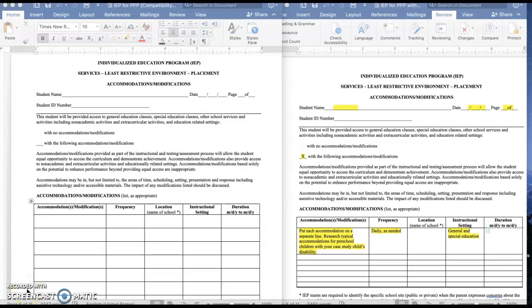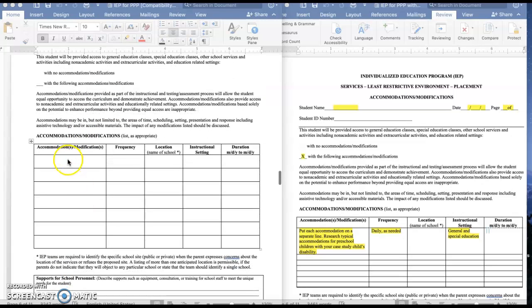Okay, let's continue with the IEP and how to complete it for the Professional Practice Project Part 3. So we've just filled out the IEP goals, and now we want to record what accommodations or modifications we need to make for the students. So you're going to fill in the top information, and then you're going to get to a list of accommodations.